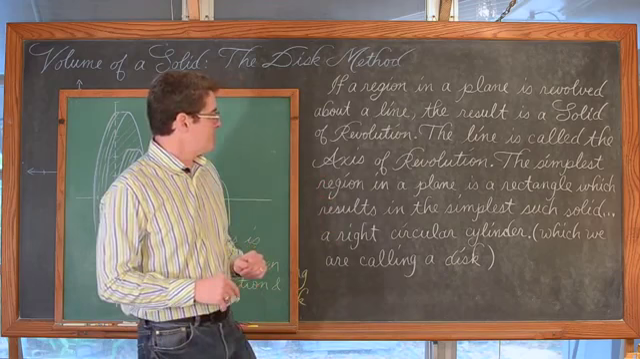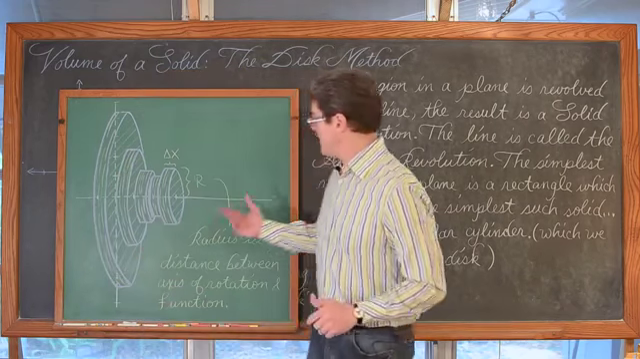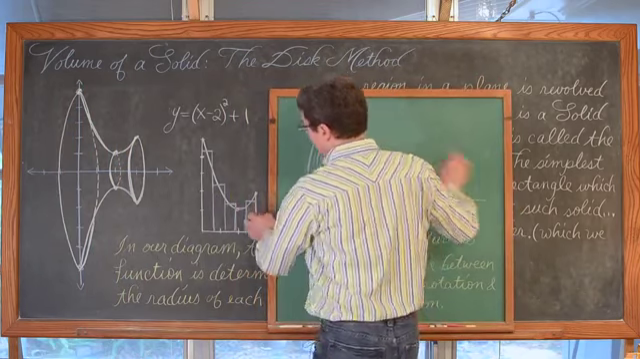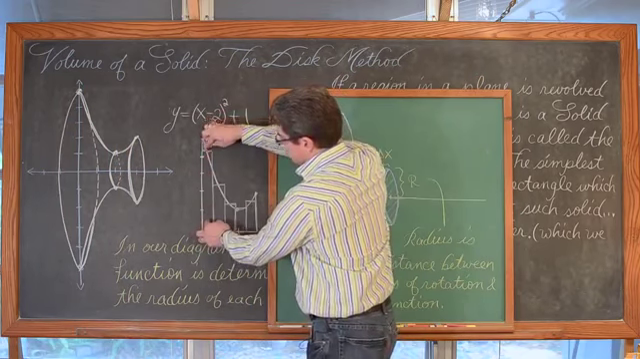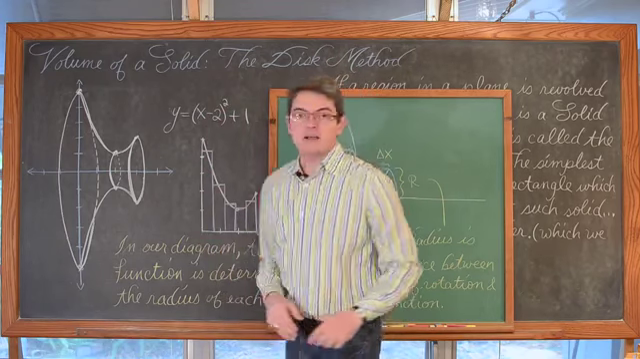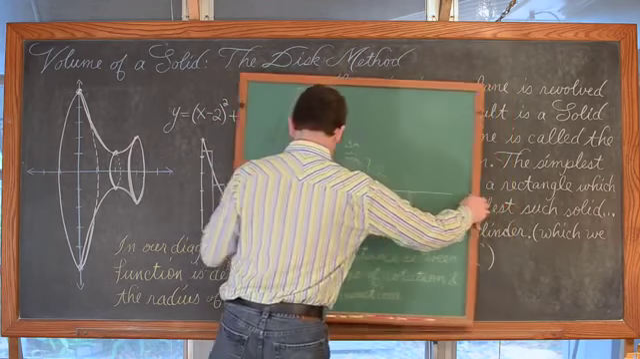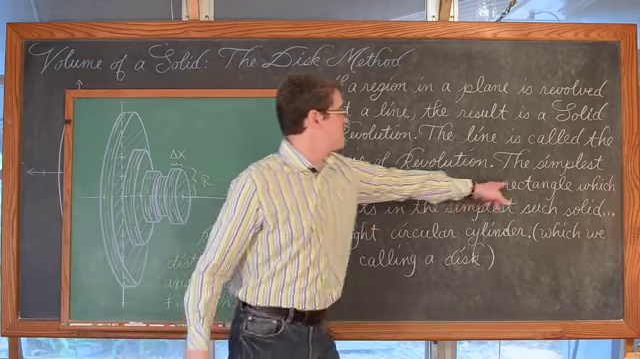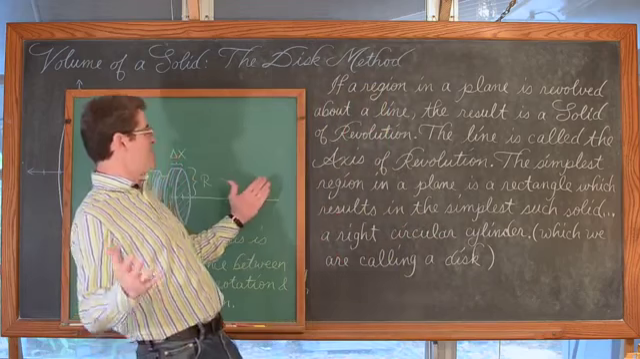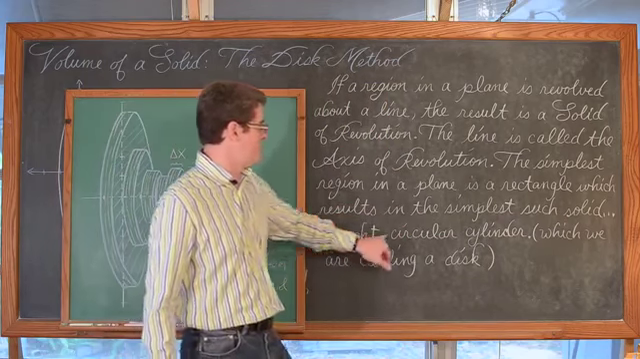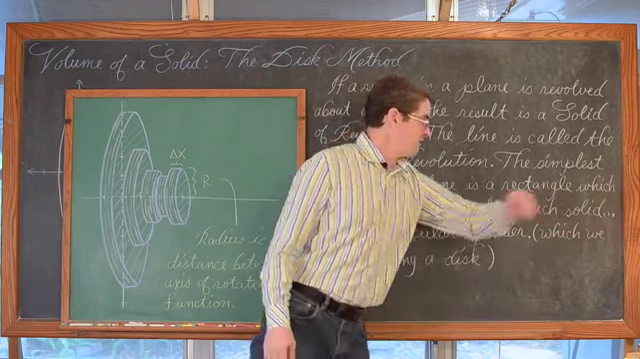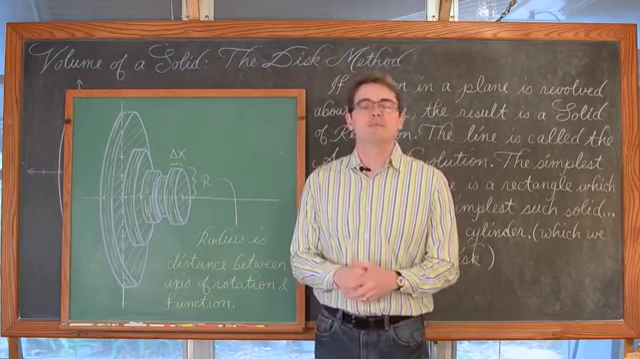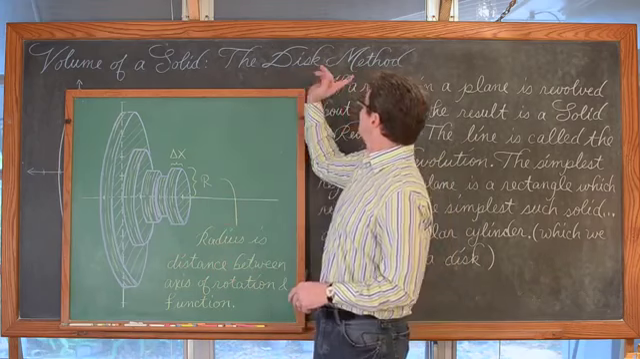The simplest region in a plane is a rectangle. I've covered up that diagram here, but again, the simplest plane region is a rectangle, and rotating it around an axis results in the simplest such solid, a right circular cylinder, which we will be calling disks. Thus, we're finding the volume, or estimating the volume, of three-dimensional objects using the disk method.